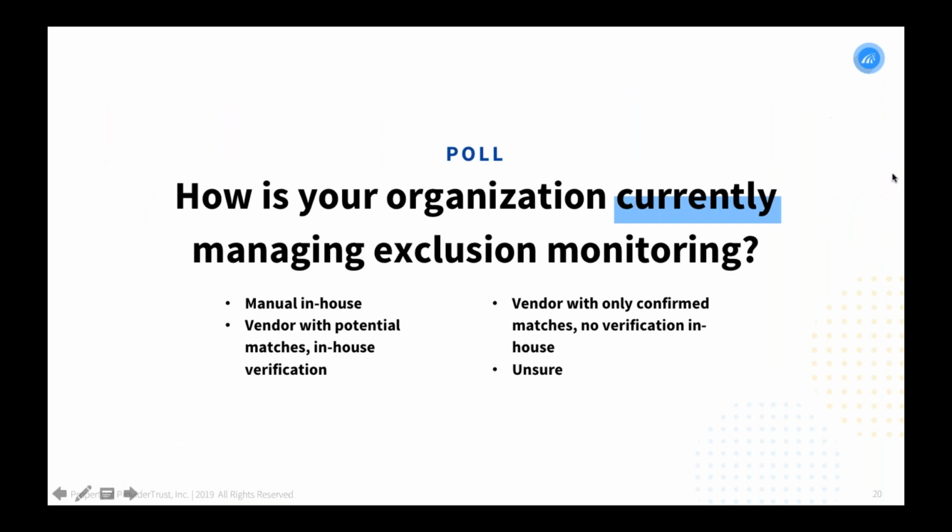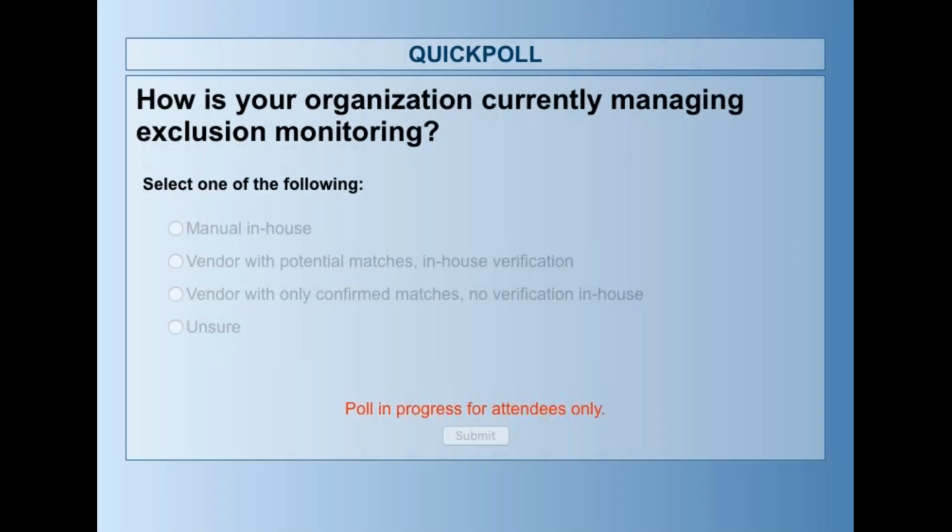And we are going to shift to another poll question with one of those questions I just put up for you, which is, how is your organization currently managing exclusion monitoring? So are you doing it manually in-house? Are you using a vendor which is giving you potential matches back, and then you have to do the rest of the determination and investigation yourselves? Or are you working with a vendor that's giving you confirmed matches back, saving you that verification time on your own? Or are you unsure, which is completely fine as well. It just helps us get a gauge, and it's great for just feedback.